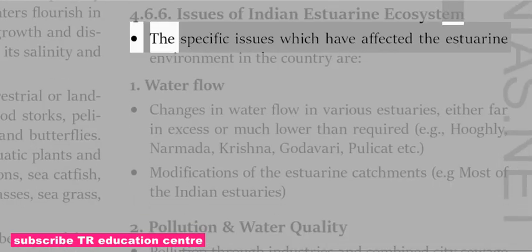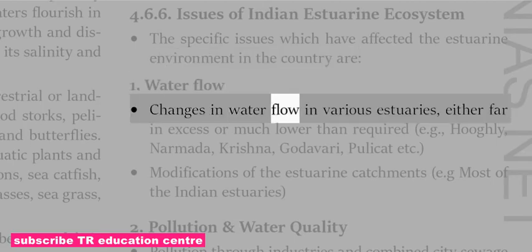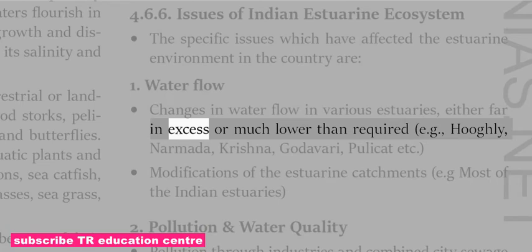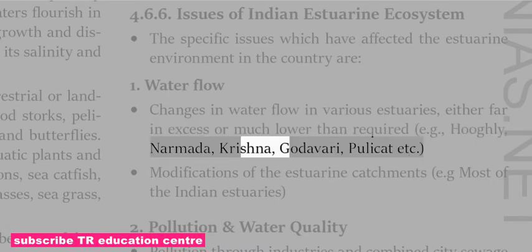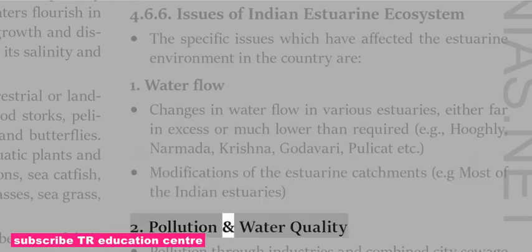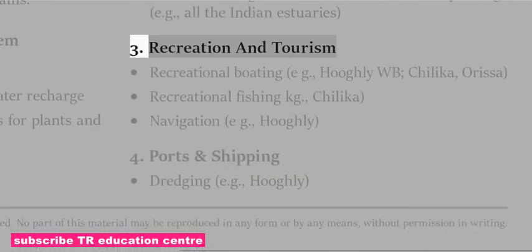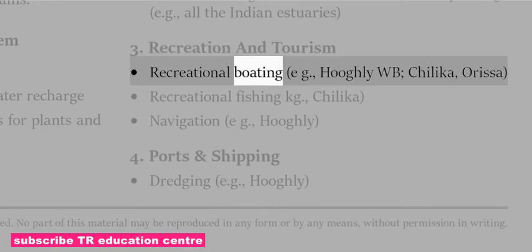Issues of Indian estuarine ecosystem. The specific issues which have affected the estuarine environment in the country are: 1. Water flow. Changes in water flow in various estuaries, either far in excess or much lower than required, e.g., Hooghly, Narmada, Krishna, Godavari, Pulicat, etc. Modifications of the estuarine catchments, e.g., most of the Indian estuaries. 2. Pollution and water quality. Pollution through industries and combined city sewage, e.g., all the Indian estuaries. 3. Recreation and tourism. Recreational boating, e.g., Hooghly, West Bengal, Chilika, Orissa.